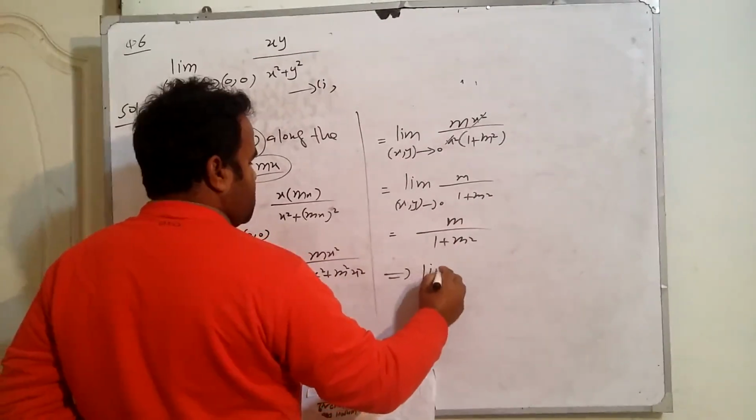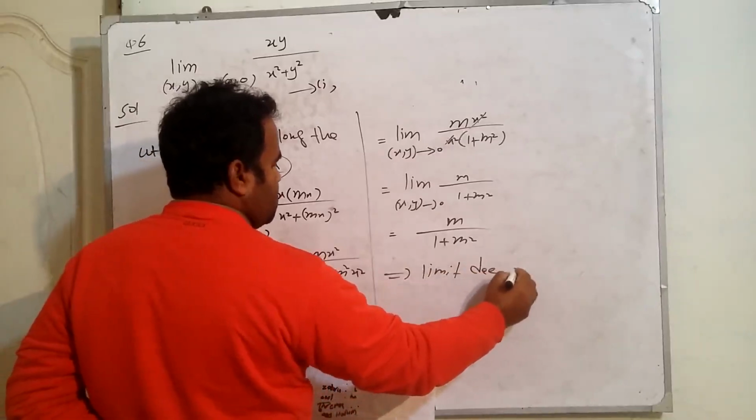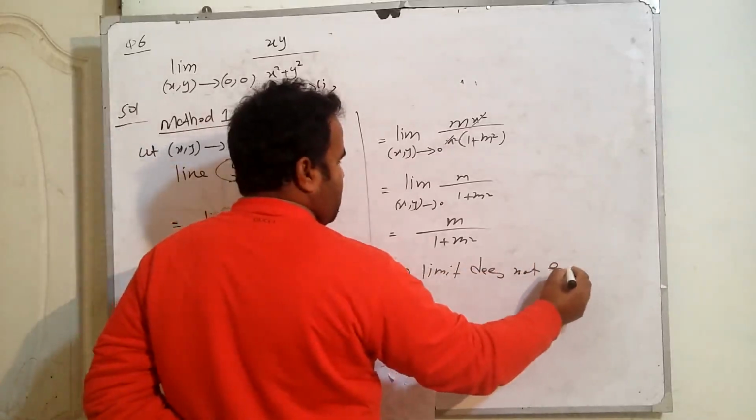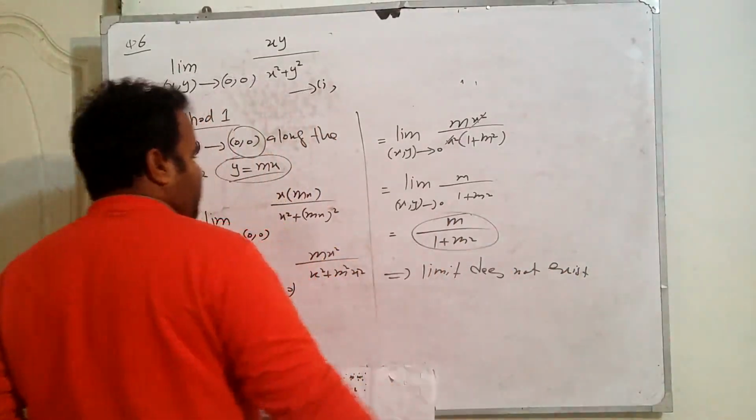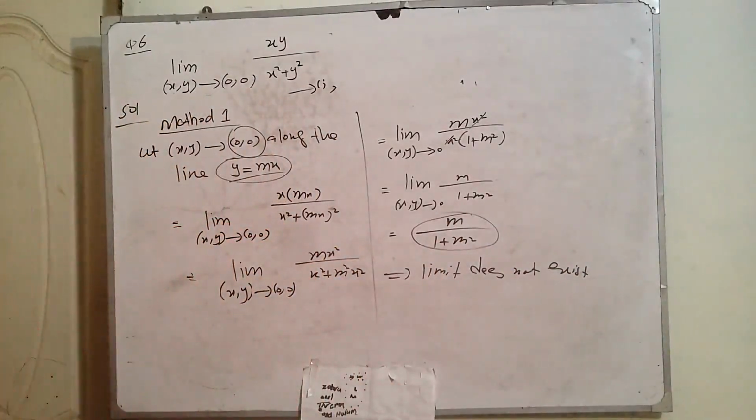This implies the limit does not exist. Why? Because the value of m may be 1, 2, 3, 4, it means that the limit is not unique. By the definition, the limit only exists if it is unique. If it is not unique, then it means that the limit does not exist. The value of m may be different. It may be one value, 2, 3, 4, 5, and so on. So the limit does not exist.